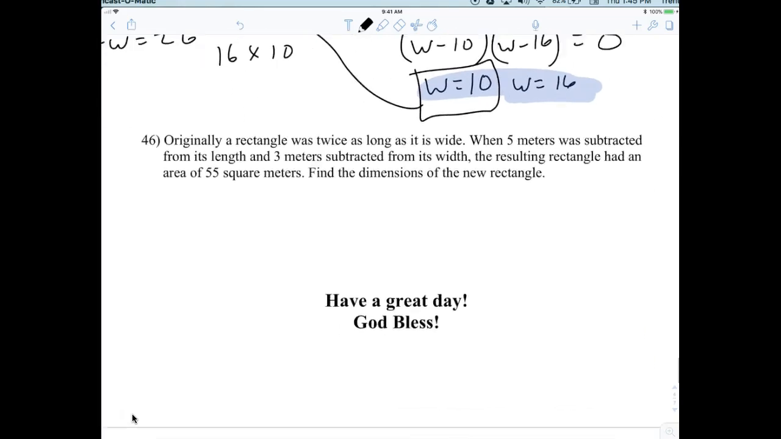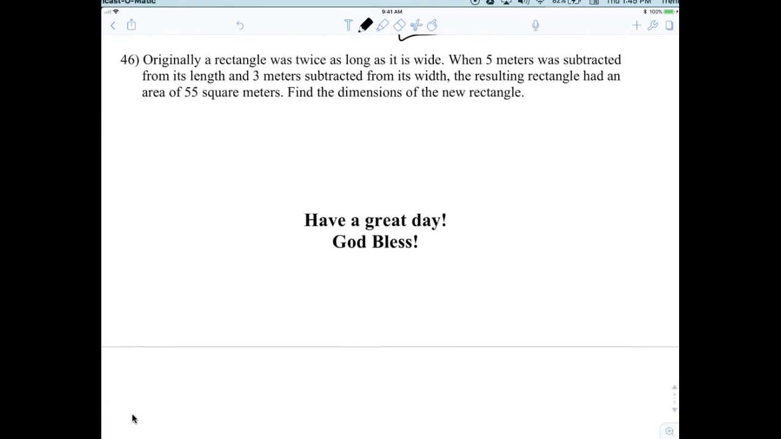Now we got to get going. So let's look at 46. It says, originally a rectangle was twice as long as it is wide. All right, so now let's watch. All right, so I'm drawing a rectangle. Here we go. All right. Now, in my rectangle here, the rectangle was twice as long as it was wide. So I put an X here, and that would be 2X. Everybody okay with that?